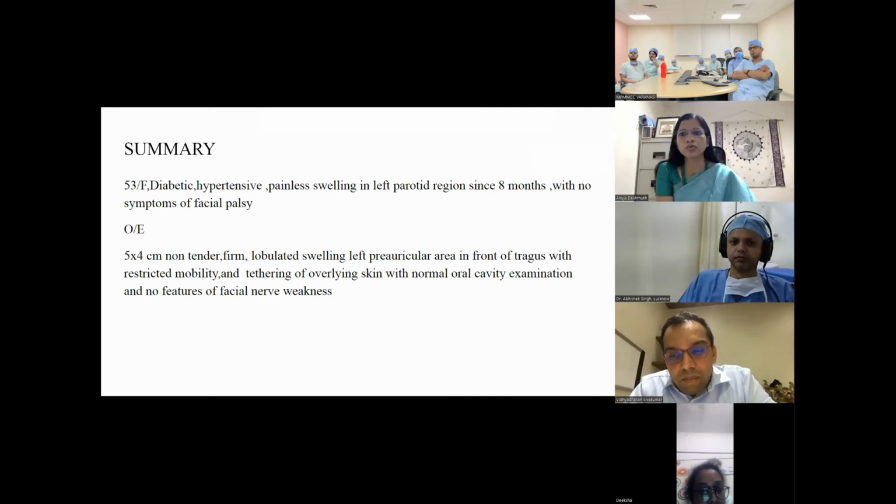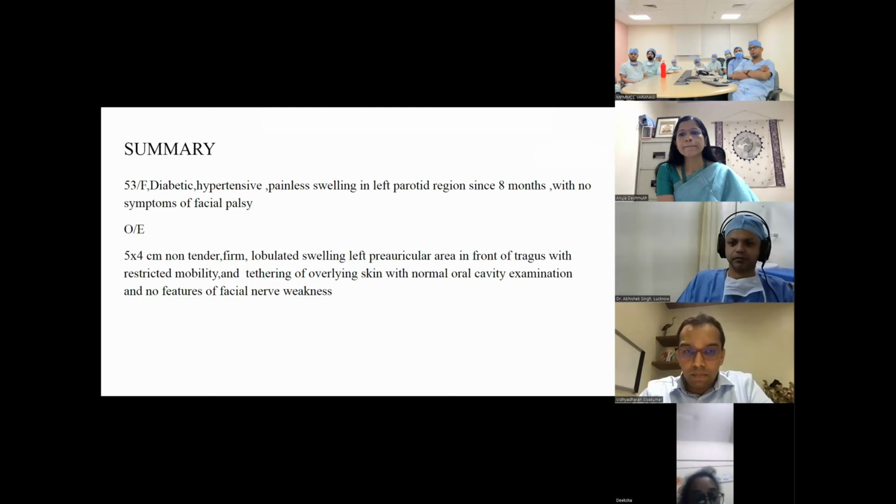Clinical examination. On clinical examination, she has a 5 into 4 centimeter non-tender firm lobulated swelling in the left preauricular area in front of the tragus with restricted mobility and tethering of the overlying skin, with normal oral cavity examination and no features of facial nerve weakness.